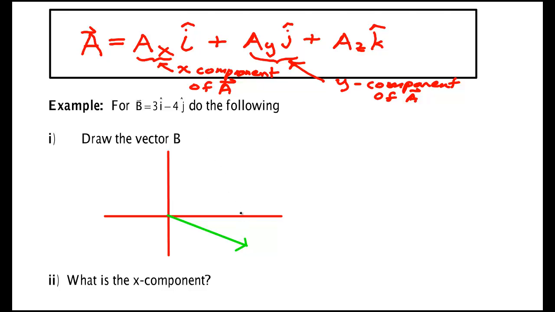So this is minus 4. And this is plus 3. This is some angle theta. And this is the magnitude b. And from trigonometry, I happen to know that that magnitude would in fact be 5. But this arrow represents the vector b.